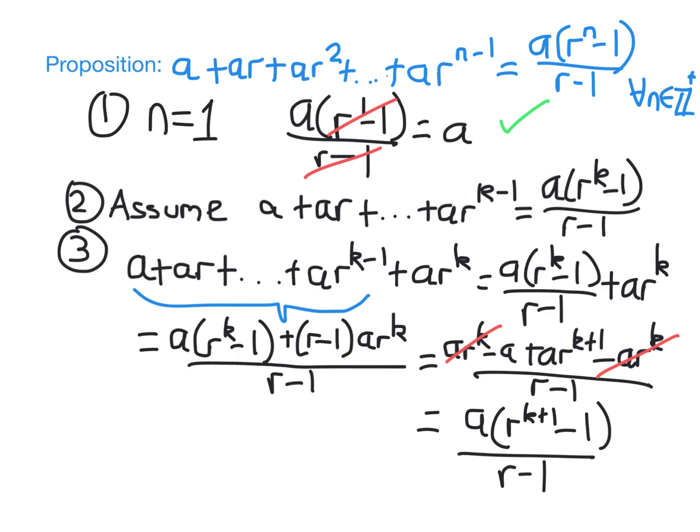We have shown that this formula still holds true if you add another term. We have shown that this original formula holds if n equals k plus 1, because you can see I've just replaced n with k plus 1. So again, we have shown that because it's true when n equals 1, and because if it's true for n equals k, it's true for n equals k plus 1, it must be true for n equals 2, for n equals 3, for n equals 4, and so on, for all positive integer values of n.